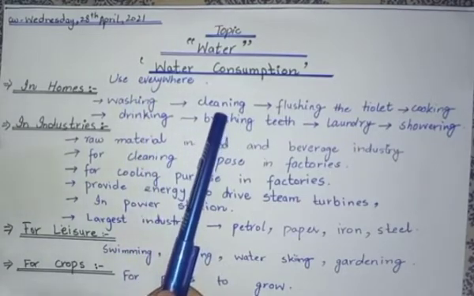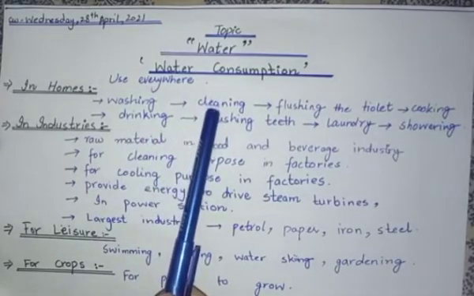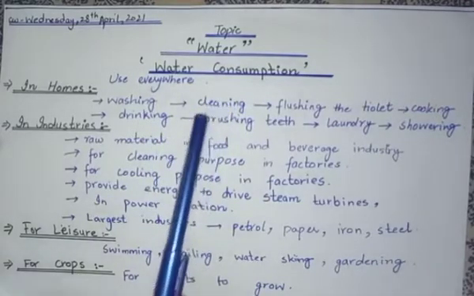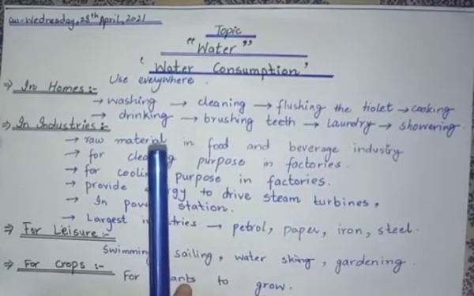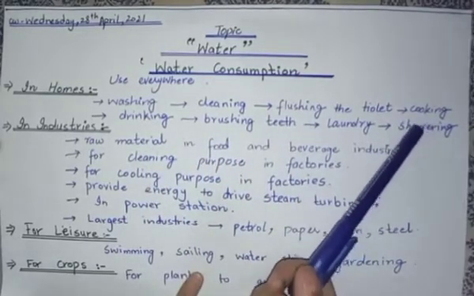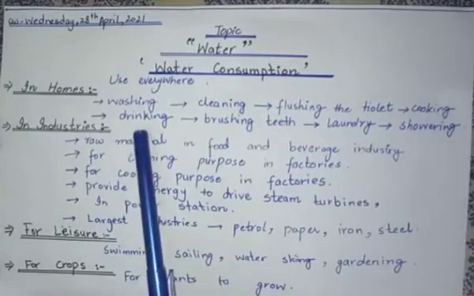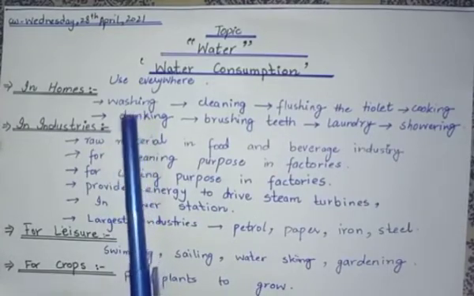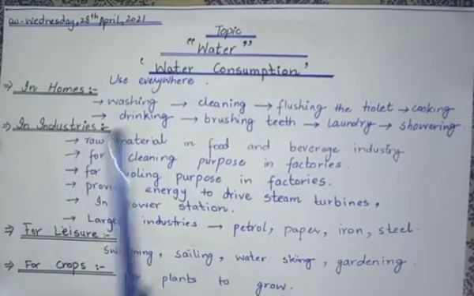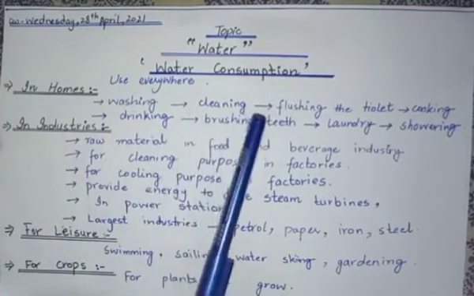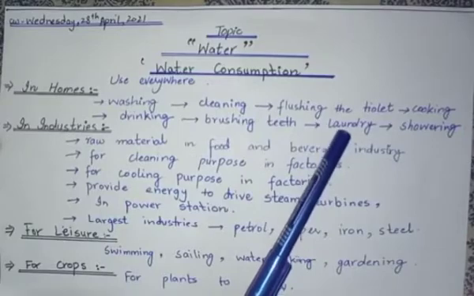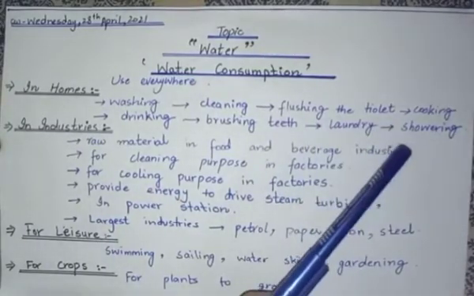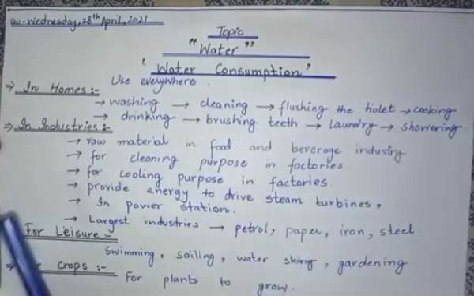Next, students, is cleaning. Water is used for cleaning our skin, our clothes, our home. Next is flushing the toilets. Water is used in flushing the toilet. Cooking, we use water for cooking. Next is drinking. Drinking is the most important for us, so water is the most important for us. Next is brushing teeth. Next is laundry, where we use water for washing our clothes. Next is showering. We shower daily and we use water daily for showering or for cleaning ourselves.